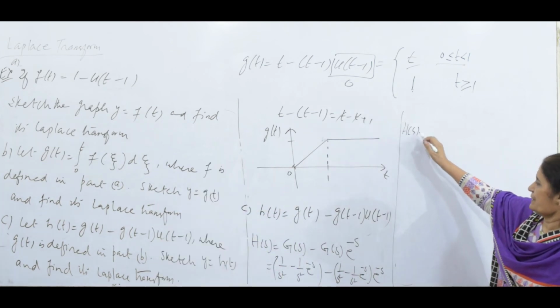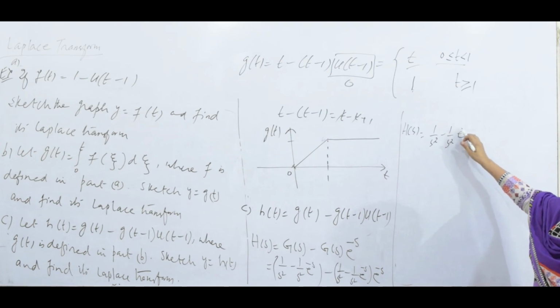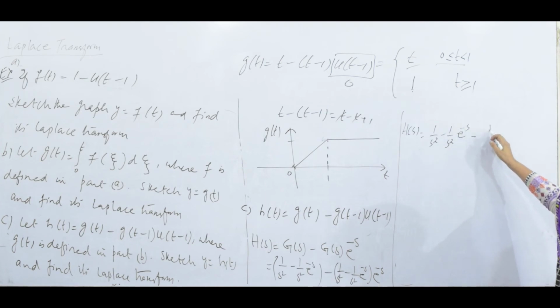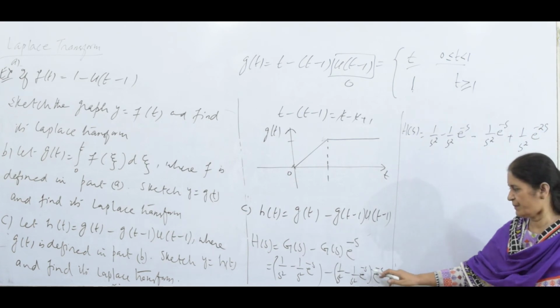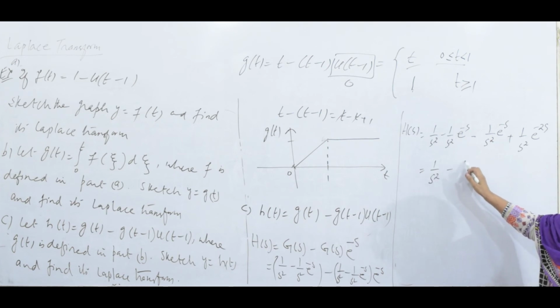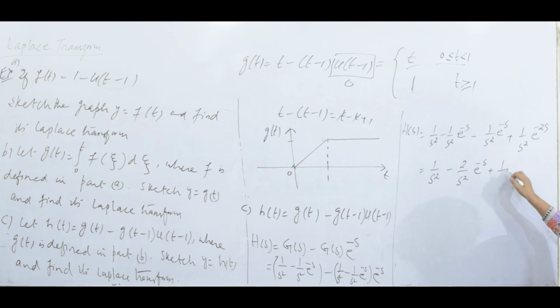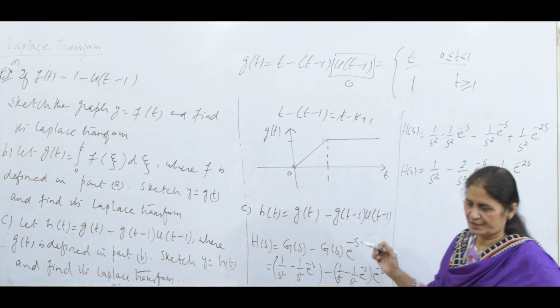Let me simplify. This is 1 over s squared e^(-s) minus 1 over s squared e^(-s) plus 1 over s squared e^(-2s). The bases are the same, so powers are added. I have this. One more step, which is 1 over s squared minus 2 over s squared e^(-s) plus 1 over s squared e^(-2s), is my H(s).